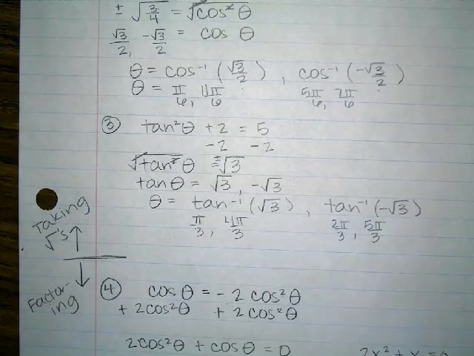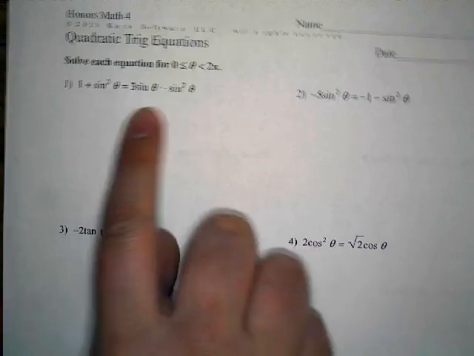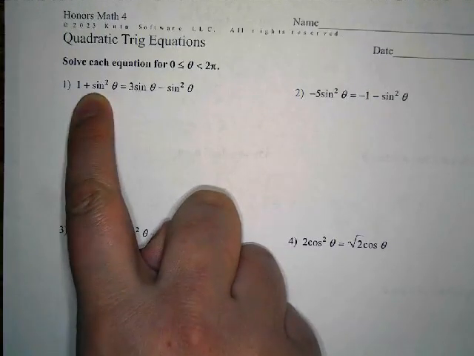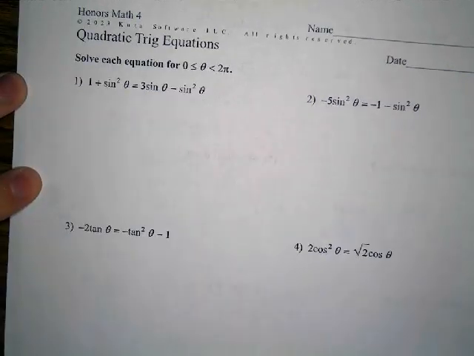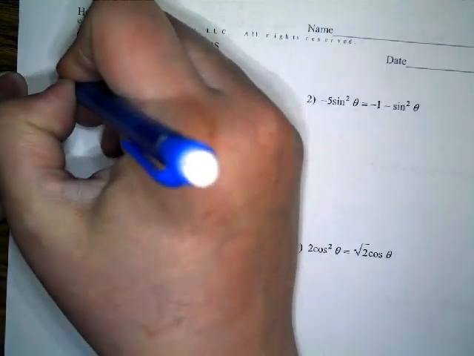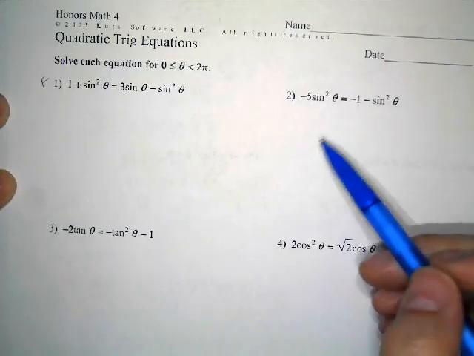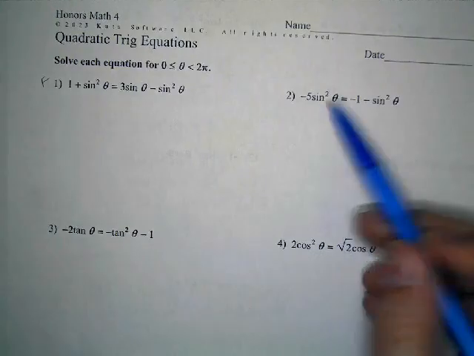So if we look at number 1, I can see a sine squared and a sine. Are we going to take square roots to solve that problem, or are we going to factor? We're going to factor, yeah. So number 1 is a factoring problem. Number 2 has a sine squared and a sine squared. Are we going to take square roots or factor? We're going to do square roots because it only has sine squared.